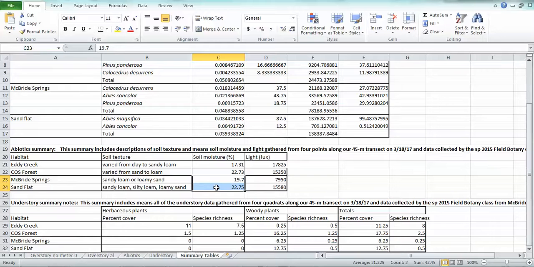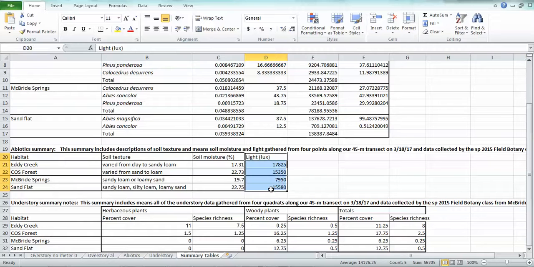So 2015 was a very different winter than 2017. So I'm not sure that you're going to want to make a lot of comparisons between our soil moistures in 2015 to what we found in 2017. So you might want to be careful about that.